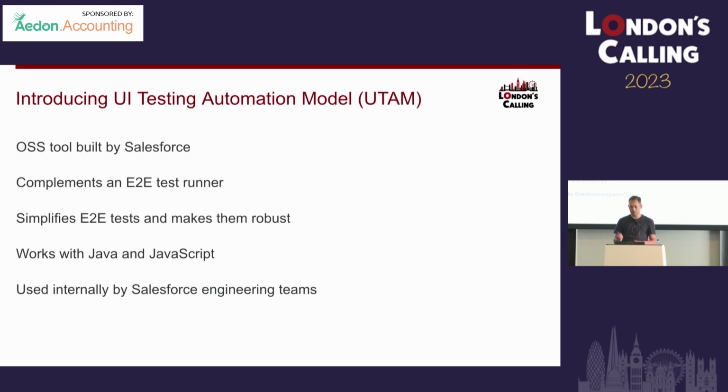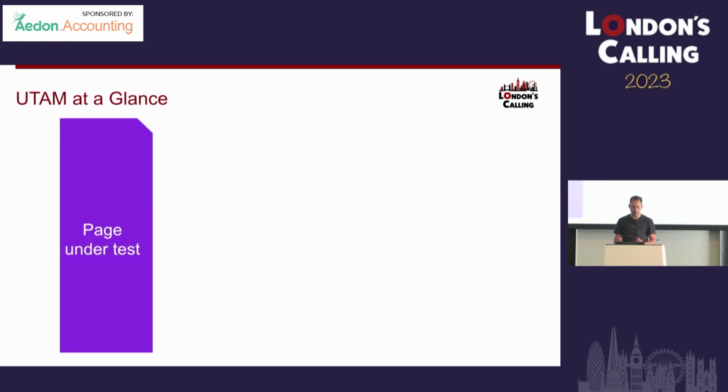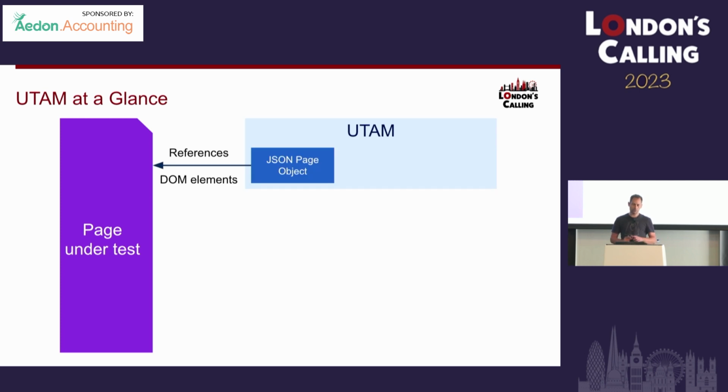And now, to put this a bit in perspective, let me show you how UTAM places itself in the test framework. So let's say you want to test a web page. For example, this is Lightning Experience again, maybe the home page of your Lightning Experience. And you have the page, which is the web page that you want to test. And the first thing you'll do with UTAM is that you'll start to decompose this page into JSON page objects.